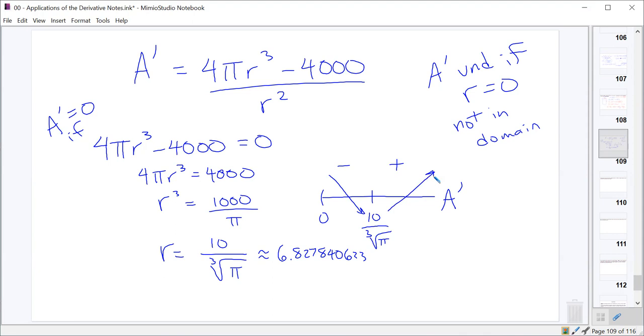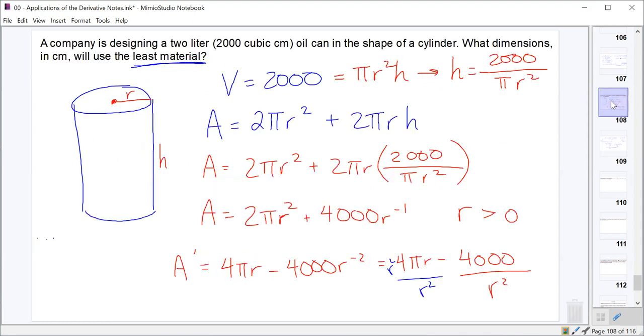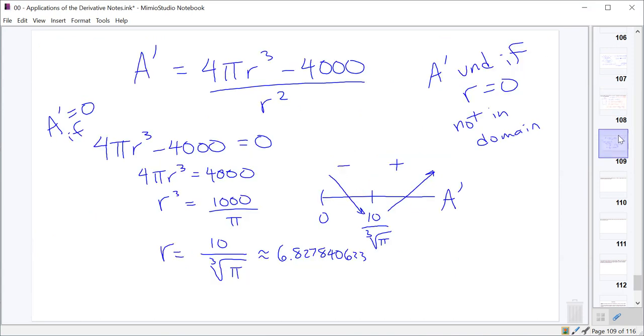So this is at a minimum when our radius is 10 over the cube root of pi, or 6.827840633. I think it was centimeters we were talking about here. Yeah, we have cubic centimeters, so centimeters. So we'll go back in here and call this centimeters. So that's our radius.